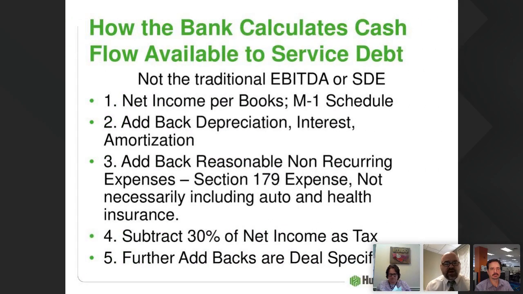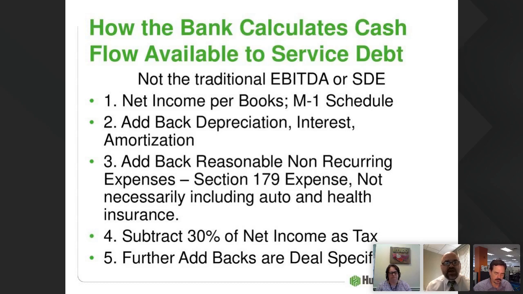I think I just went through how we calculate cash flow. Again, just take your net income. We look at the M1. The M1 is actually underneath the balance sheet in the 1120 on the tax return. We're going to add back depreciation, interest, and amortization. If we've got section 179 expense, then we will add that back as well. What we're going to do is take 30% off the net income to account for all federal and local taxes. So if your net income is $100,000, then we'll automatically give it a haircut of $30,000 for the taxes, and that would leave net income of $70,000 plus the other add backs.